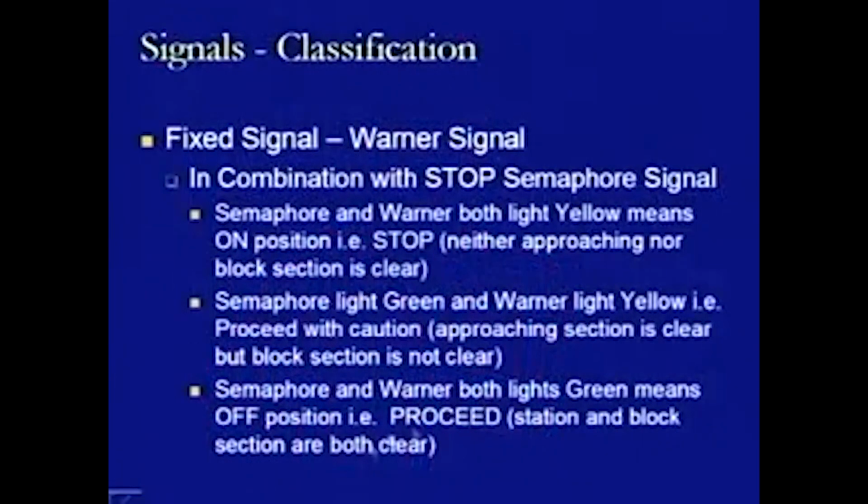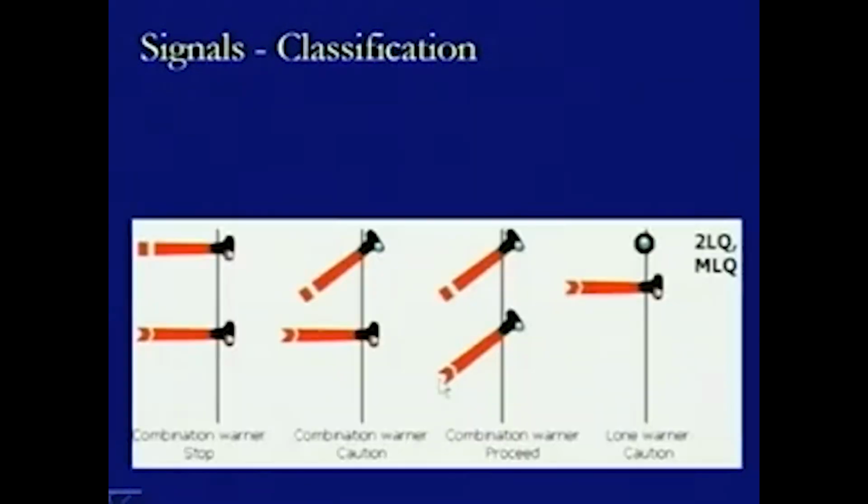Then if the semaphore light is green and the warner light is red or yellow, it means we can proceed with caution. The approaching section is clear, but the block section is not clear. And if both the semaphore and warner lights are green, it means it is an off position, that is, it allows proceeding, and the station and the block sections are both clear. That is how we define the combinations of different conditions, as being shown here in this diagram also.